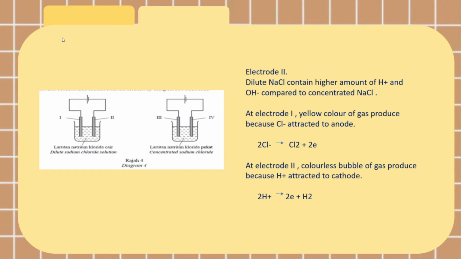It is because dilute sodium chloride contains a high amount of H+ and OH- ions compared to concentrated sodium chloride. Sodium chloride contains H+, OH-, Cl- and Na+ ions. The Cl- ion will be attracted to electrode 1, which acts as the anode, and forms a yellow gas. The H+ ion will be attracted to electrode 2, which acts as the cathode, and produces a colorless bubble of gas.